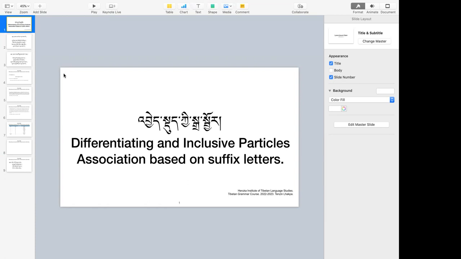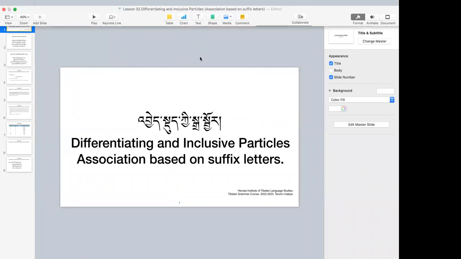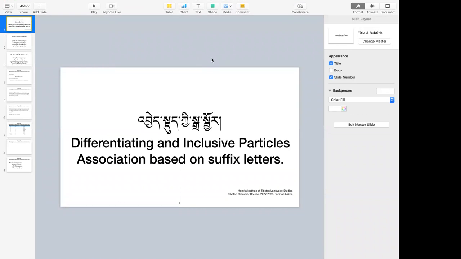But because we know that the differentiating and inclusive particles are dependent particles, we understand that they require the usage of the rules that tell us which particle can follow which name. So therefore, today we're going to talk about the rules.